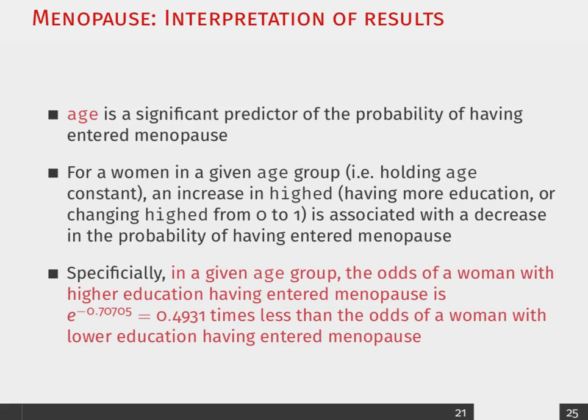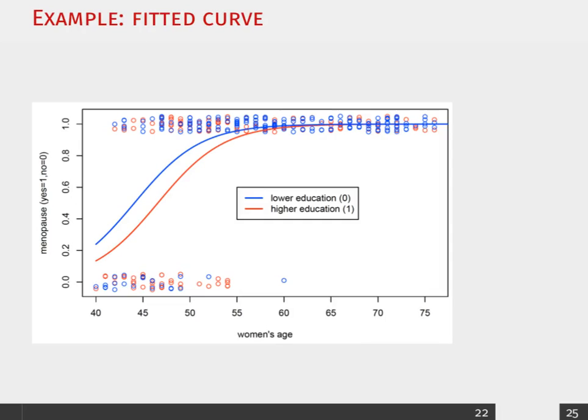And we can look at this relationship by fitting the estimated or predicted values along the logistic curve. So here we've done that for both women of higher and lower education for varying levels of age. And what we can see is that in general, women that have lower education levels have a higher propensity of being in menopause.